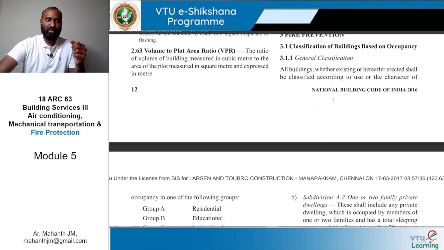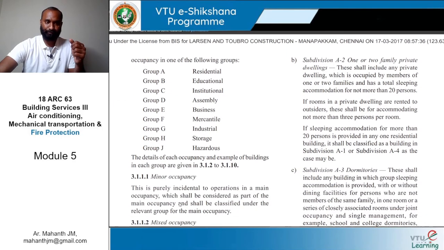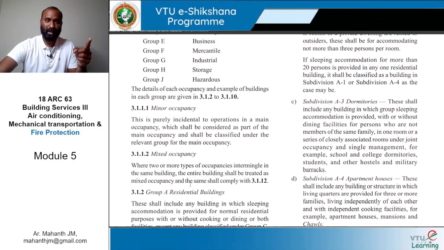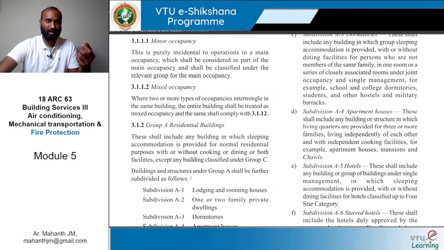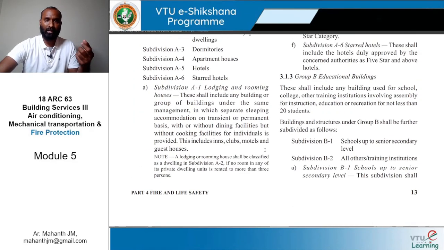So classification of buildings based on occupancy, we have been talking about this, right, A, B, C, D, E, F, G, H and J. But in the first line it also said irrespective of the occupancies, all the high-rise buildings have to be applicable. So under A, in the previous part we discussed parts A1, A2, A3, hotel A type, A6, A7 and all that. So this is what they are talking about here. Subdivision under each of these categories is discussed here.